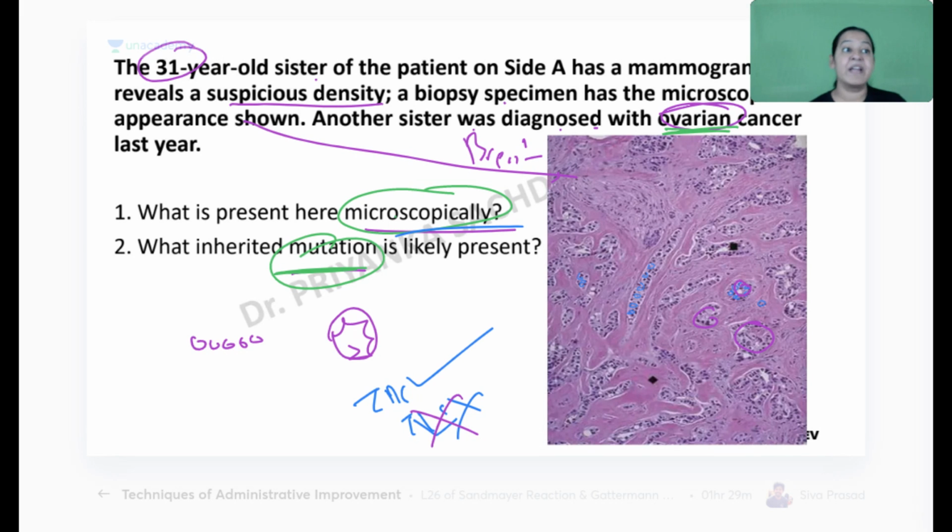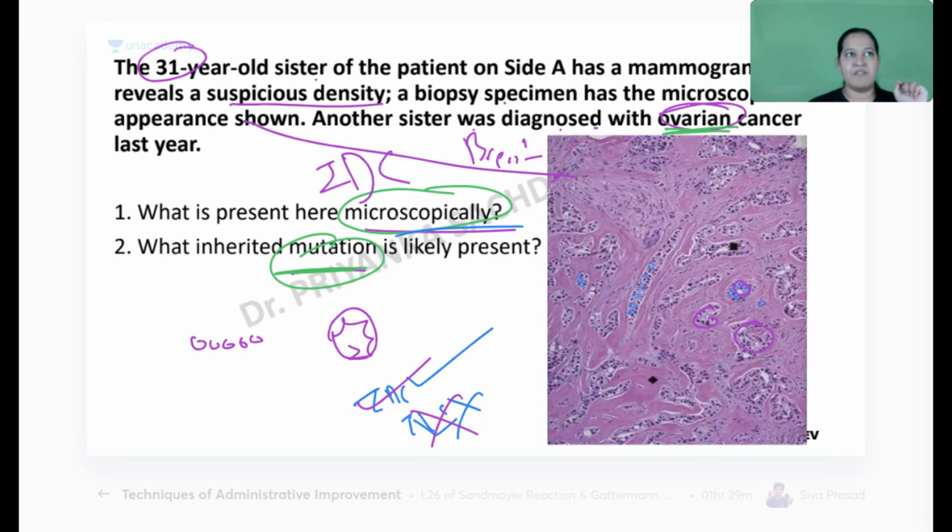So it is not ILC, it is IDC. So my diagnosis is invasive ductal carcinoma of breast. At your level, you are an MBBS student now. At your level, saying only breast cancer doesn't suffice. So looking at the image, you should first make a diagnosis.